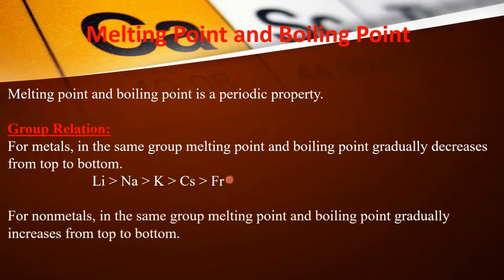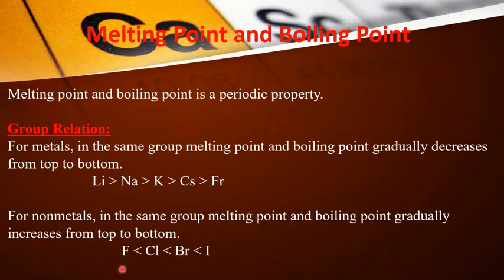But for non-metals in the same group, melting point and boiling point gradually increase from top to bottom. It is opposite of metal. For example, we can take the elements of group 17: fluorine, chlorine, bromine, iodine, where the melting point and boiling point of fluorine is the least and iodine is the highest. Iodine has the highest melting point and boiling point.